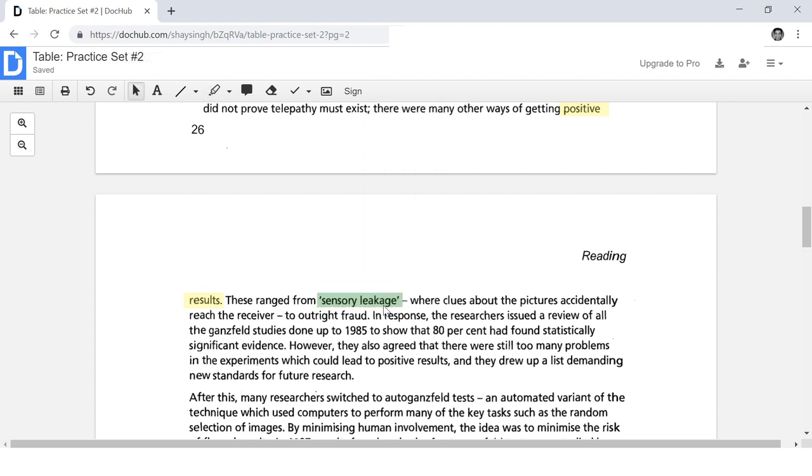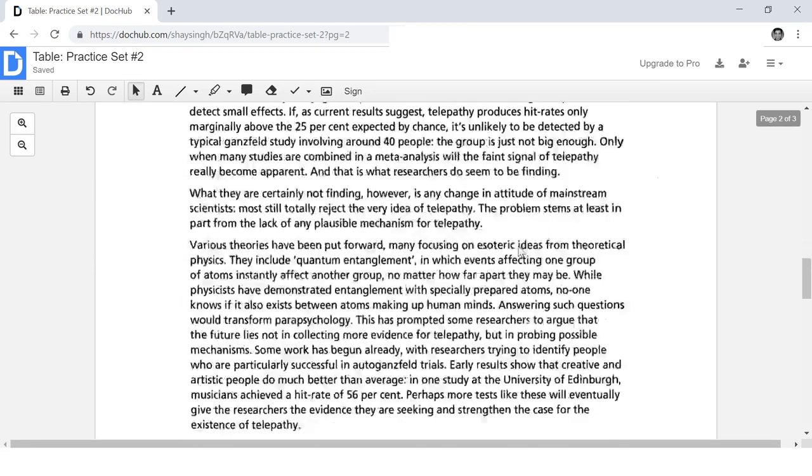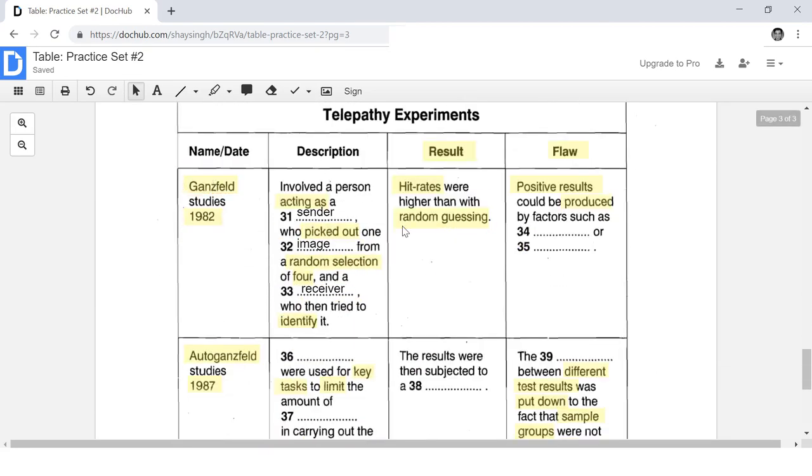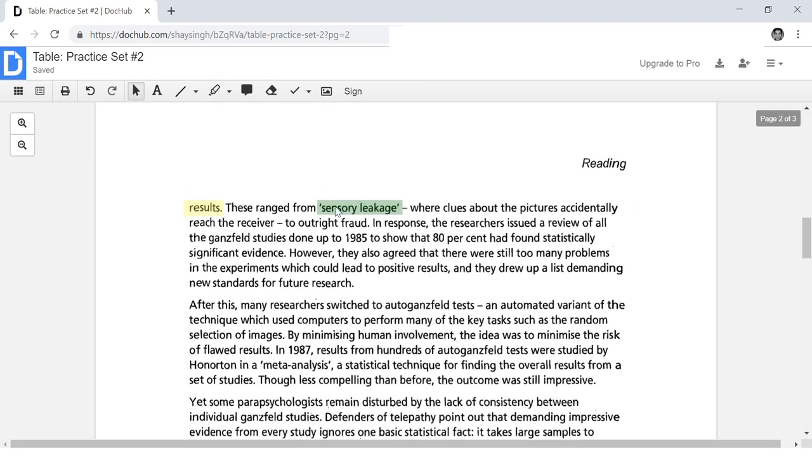And then over here it says to outright fraud. So here it's talking about the types of flaws, the way in which the experiment was flawed. It says that positive results could be produced by factors such as what? What could create these positive results? Well, it tells us that right here. Sensory leakage can create positive results, and so can outright fraud. So outright fraud is going to be our other answer. So those are going to be the answers for questions 34 and 35.